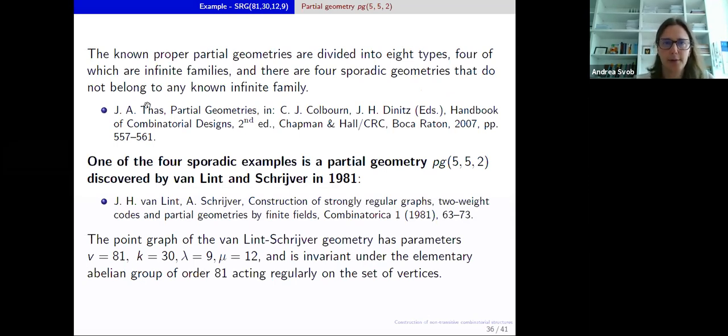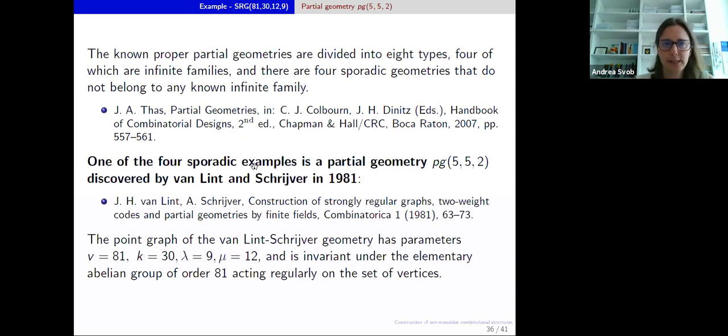Known proper partial geometries can be divided into 8 types. 4 of them are obtained from infinite families, and 4 of them are obtained from sporadic geometries that are not belonging to any known infinite family. More about these families and some details you can find in the chapter of the handbook. But why am I mentioning this here?